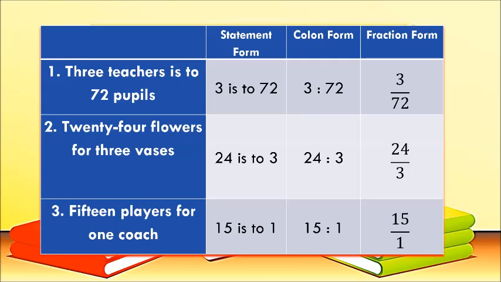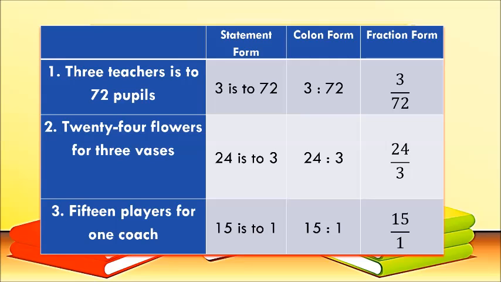Fraction form, we have 3 as the numerator. This is the denominator, 72. And of course, the fraction bar. Next, number 2, we have 24 flower vases for 3 vases. So 24 will be the first number, to be followed by "is to," because we are in the statement form, to be followed by the number of vases.